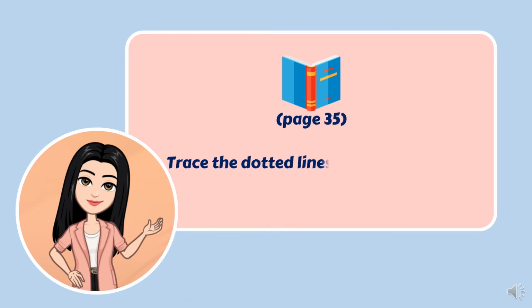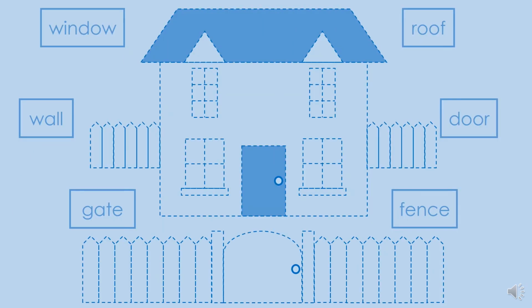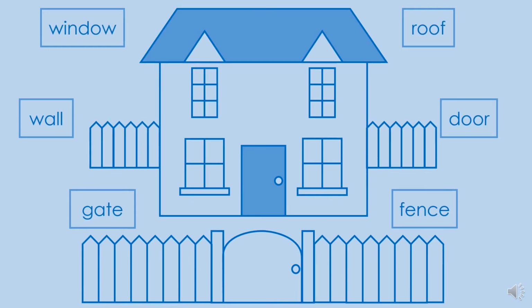Page 35. Trace the dotted lines to complete the picture. Label the house correctly. Now let's trace all the dotted lines. Now let's label all the parts of the house. First is window. Where are the windows? Very good. Let's draw a line to one of the windows.